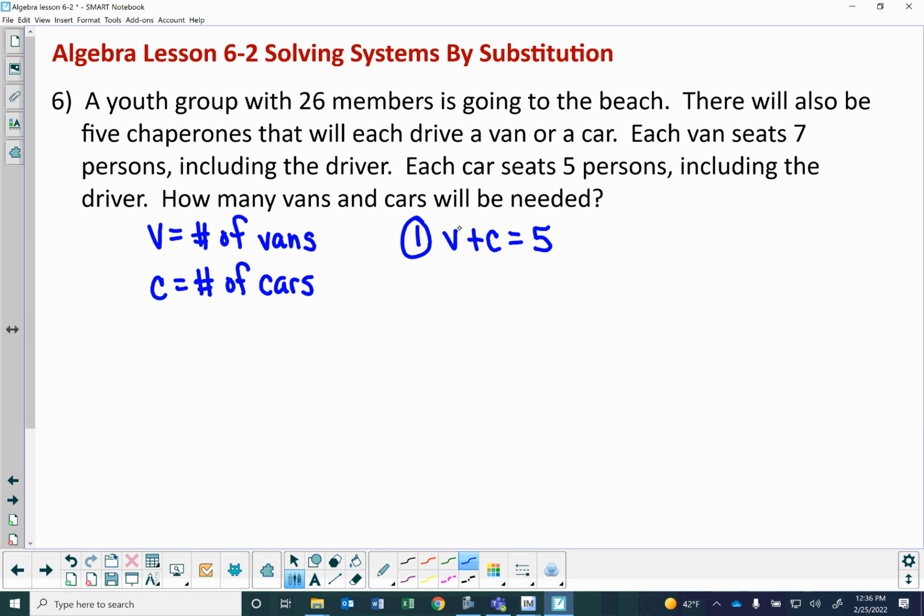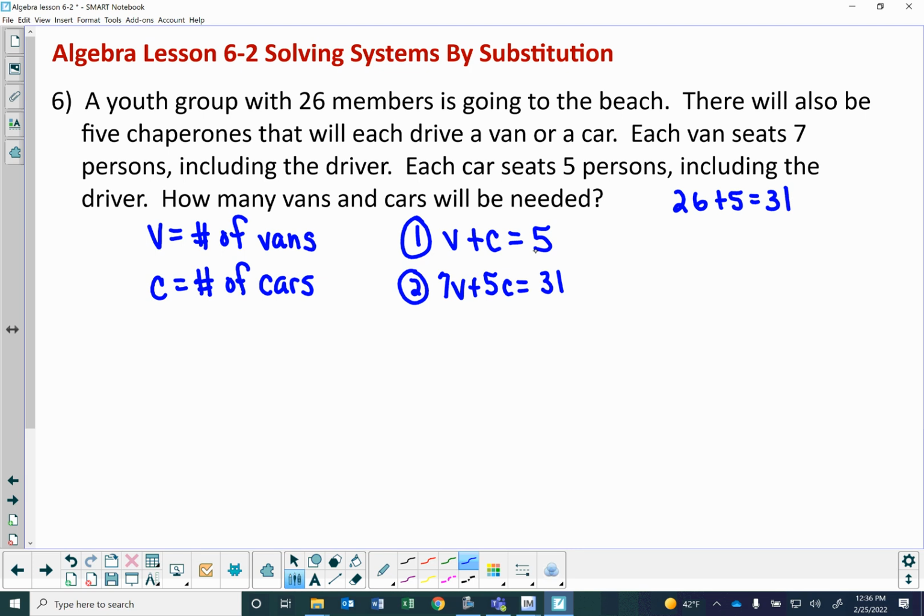The second equation is going to be based upon people. If there are 26 youth group members and also 5 chaperones, that means there's 31 total people. Right? Because if we have 26 members plus the 5 chaperones, that is 31 people. If each van can seat 7 and each car can seat 5, including the drivers, that means 7 people per van plus 5 people per car has to equal a total of 31 people. So 31 people have to get in those vehicles. So those are our 2 equations.